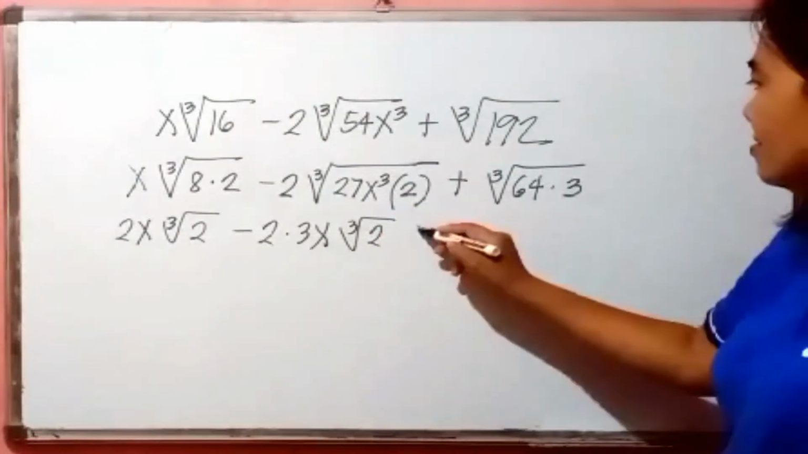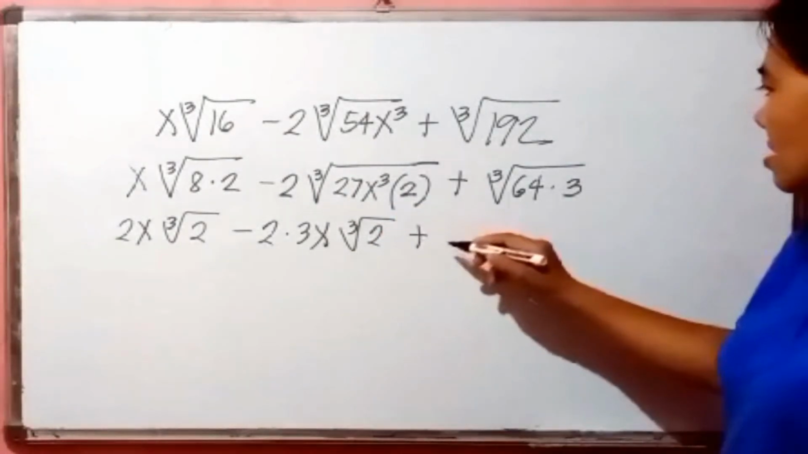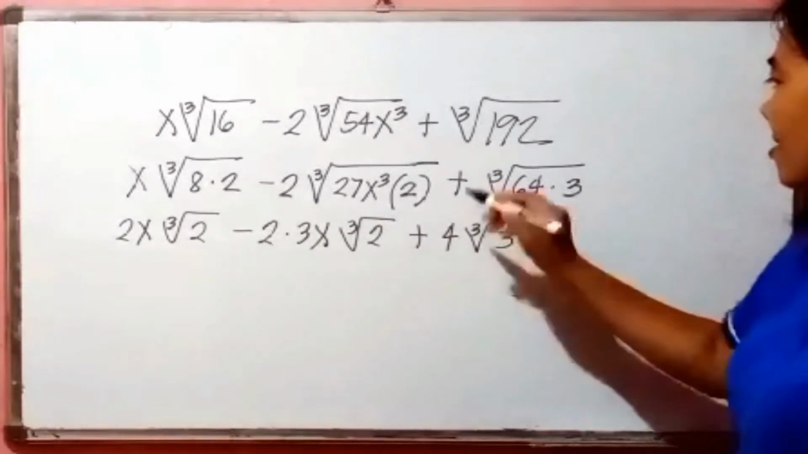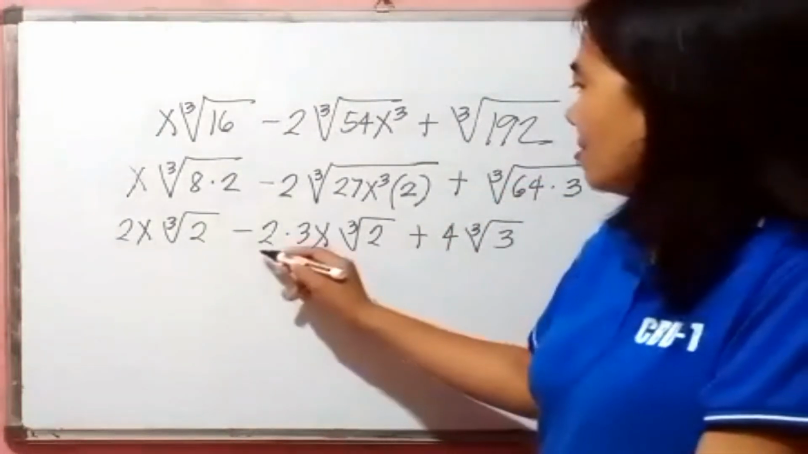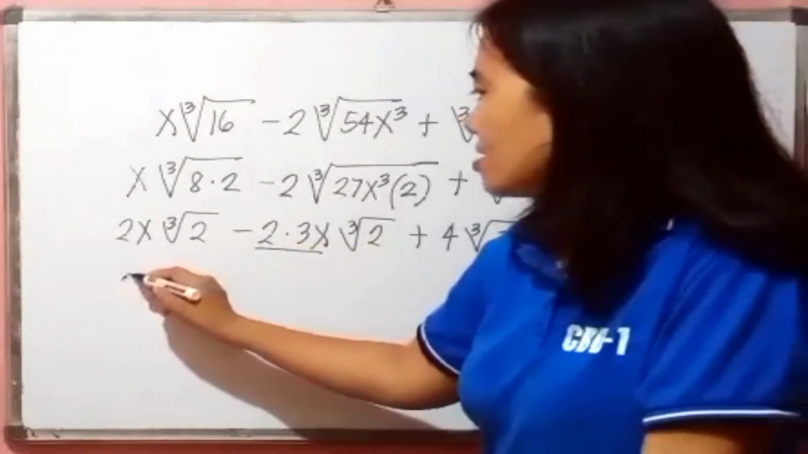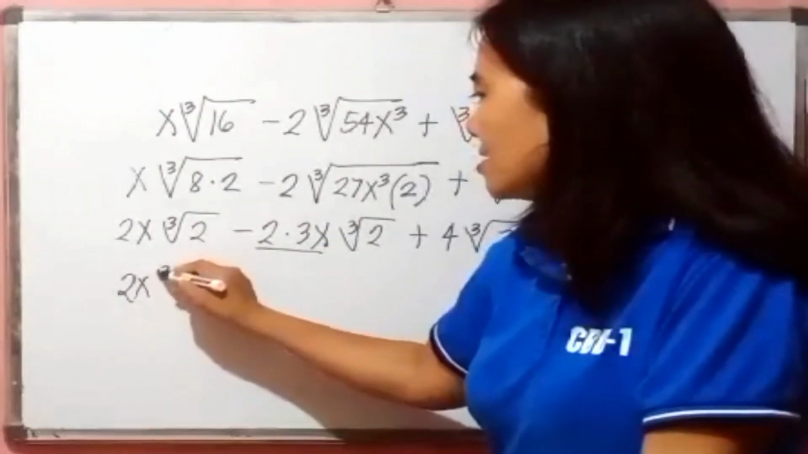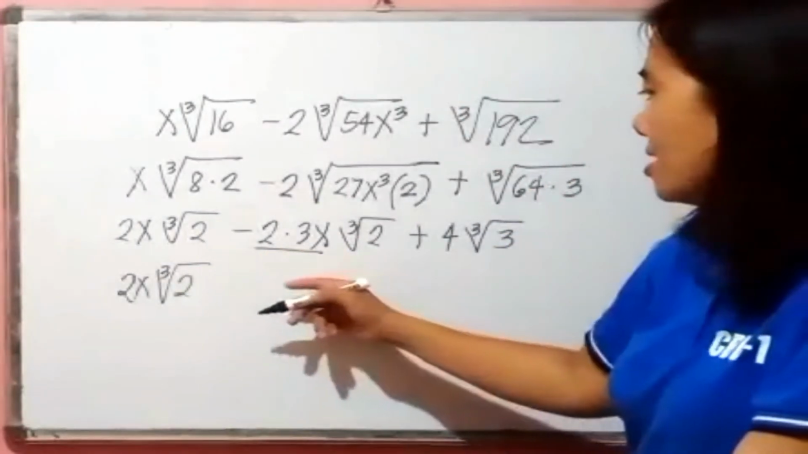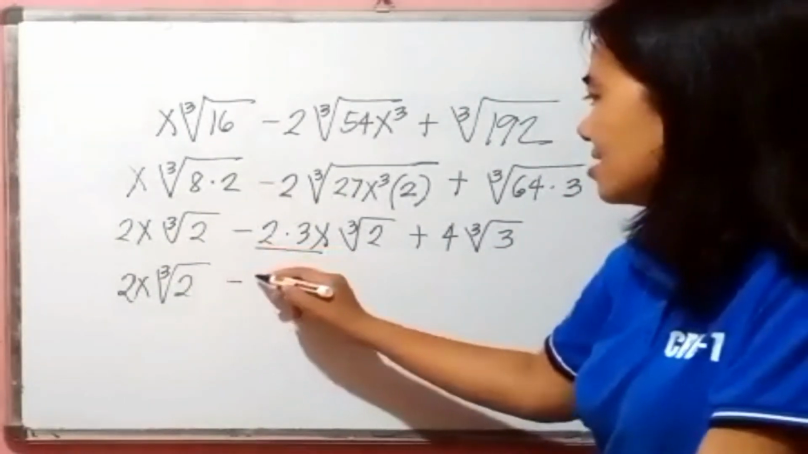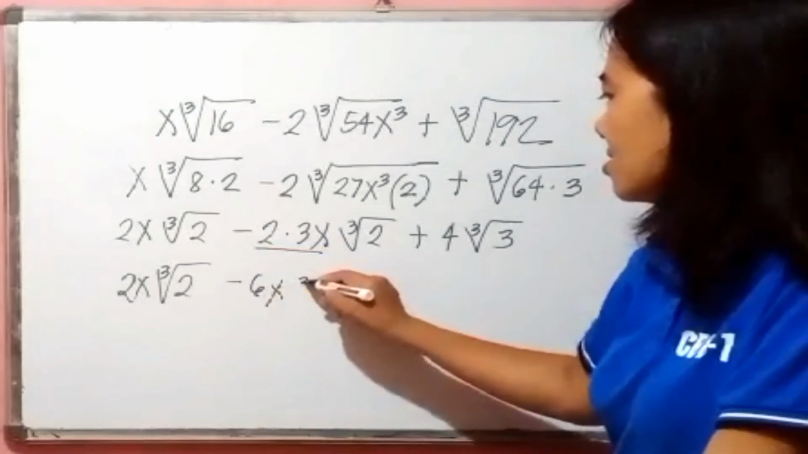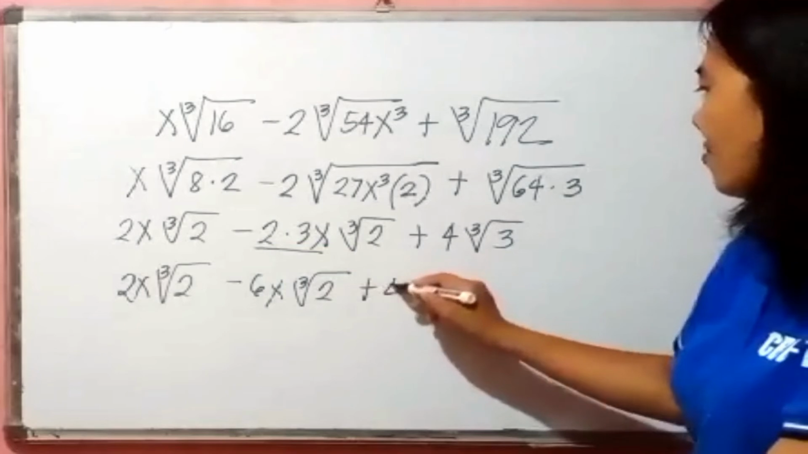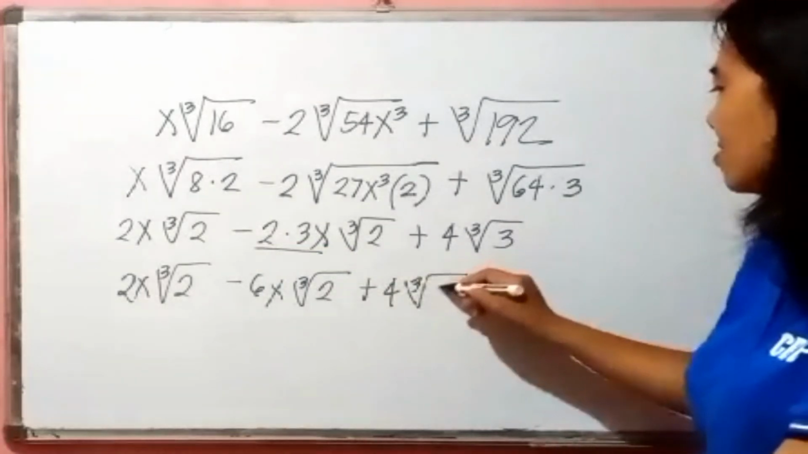Tapos dito, cube root of 64 is 4, and then cube root of 3. Okay? So, combine muna natin to. Tapos, i-copy lang muna natin siya. 2 times 3x is 6x. Cube root of 2. Tapos, 4. Copy lang natin to. Okay?